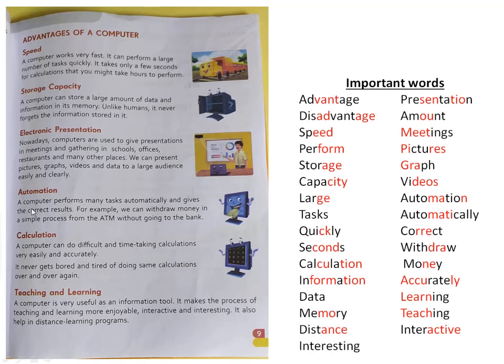Automation. A computer performs many tasks automatically. It gives the correct results. For example, we can withdraw money in a simple process from the ATM without going to the bank, right? Have you seen ATM machines? Yes. So that machine works on its own, right? We enter some keys and we get money. Interesting.